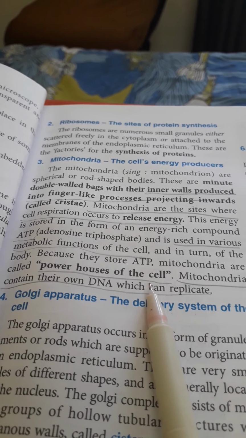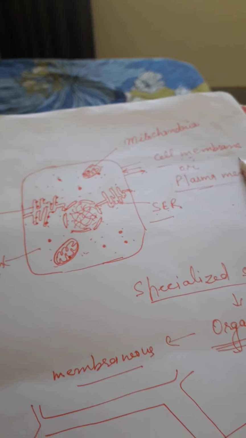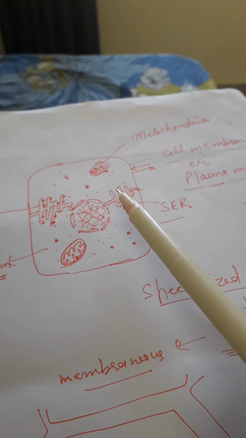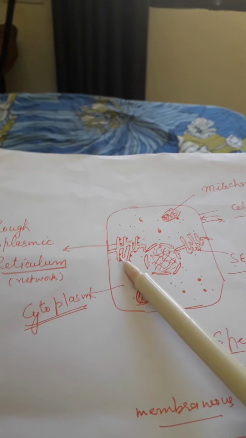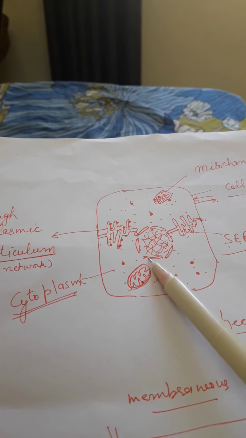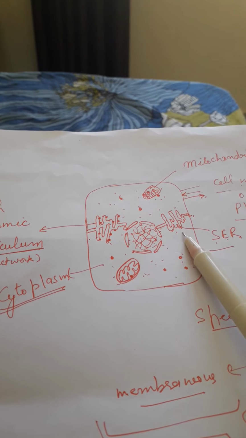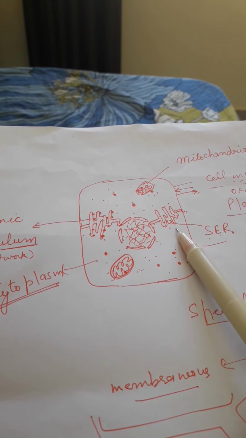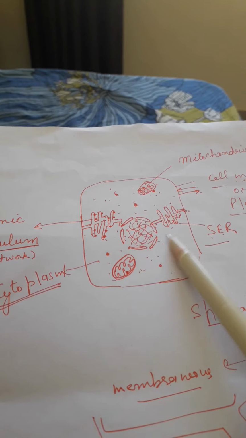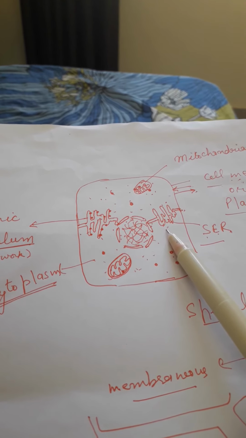Till today we have read 3-4 organelles: the cell membrane, cytoplasm, smooth and rough endoplasmic reticulum, and mitochondria. In the next video, we will continue with the same cell structures and read more about the cell organelles. Till then, revise this much and draw the diagrams in your notebooks.